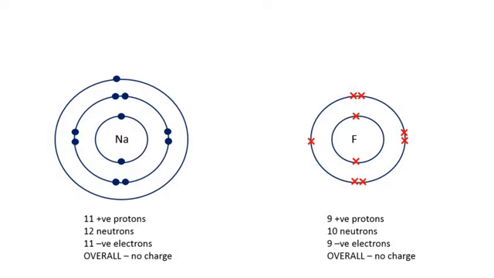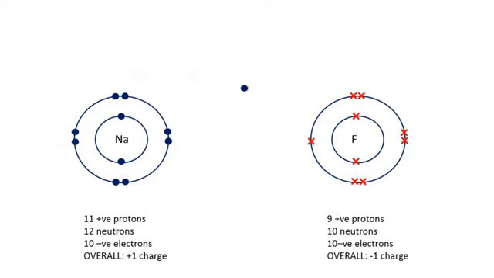So what happens is, whoa, look at that, incredible. The electron in the outer energy level of the metal gets donated to the non-metal, and now both sodium and fluorine have full outer energy levels, and so they're both a bit more stable.